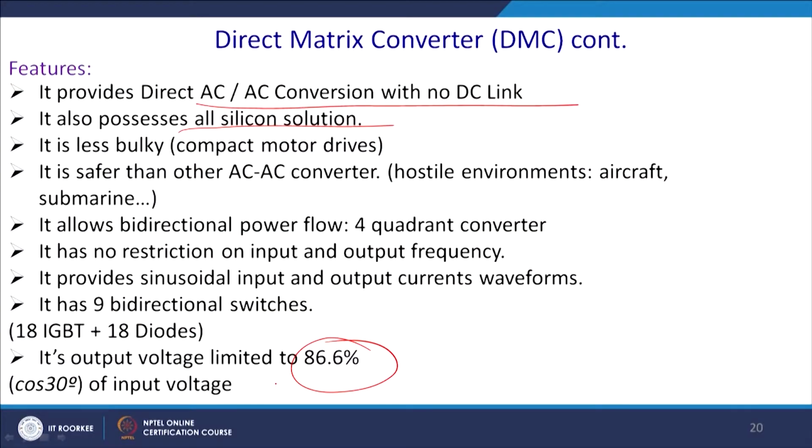It can only buck the voltage, but of course we have studied the Z-source inverter, and that concept can also be included here, and thus you can increase the voltage level. But without materializing that concept, we have the Venturini method, so that restricts the modulation index in the case of the matrix converter to 0.866.